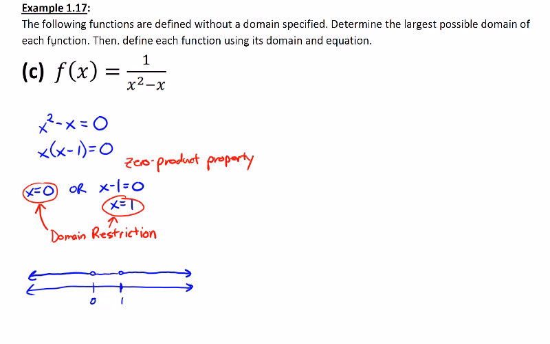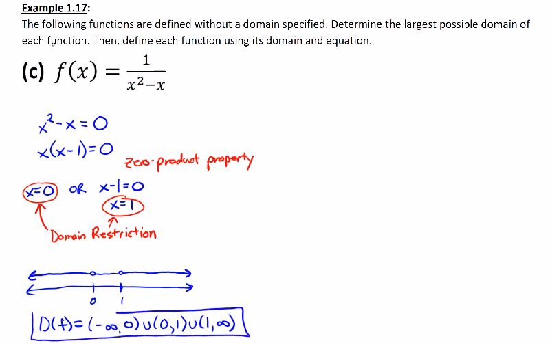So this domain will be represented using three intervals unioned together: negative infinity to 0, union 0 to 1, union 1 to infinity. And that gives us our domain. And if you want to pause the video at this point and do some checking just to verify that it works the way that it's supposed to, now would be a great time to do so.